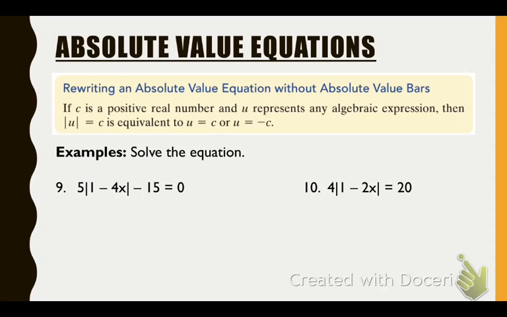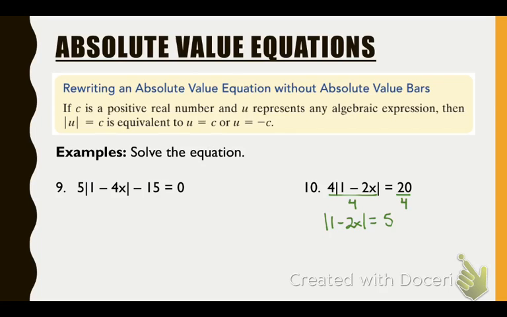All right, absolute value. Whenever we have absolute value, you don't do anything until you get absolute value by itself. So that means, like on 9, I would have to add the 15, and then I would have to divide by 5. On 10, before I even start, I have to divide by 4. So then I have the absolute value of 1 minus 2x equals 5.